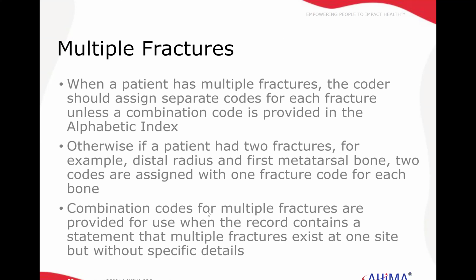When we have multiple fractures, we assign separate codes for each fracture unless there's a combination code provided in the alphabetic index. Otherwise, if we have two fractures, for example, a fracture of the distal radius and the first metatarsal bone, we will need two codes to assign for each fracture. Combination codes for multiple fractures are provided for use when the record contains a statement that multiple fractures exist at one site, but doesn't get into the details.